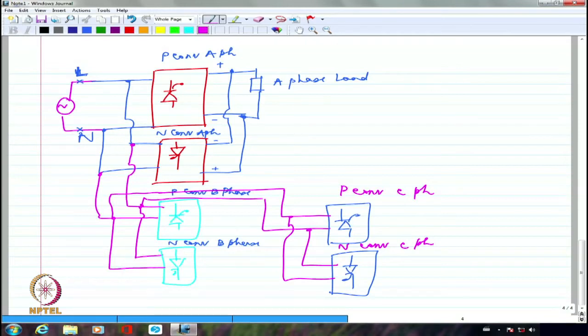When you make a cycloconverter circuit diagram, if at all you do that in PSIM, there is a demo available also for the cycloconverter. You should see how it is connected together. So this is how it is connected.